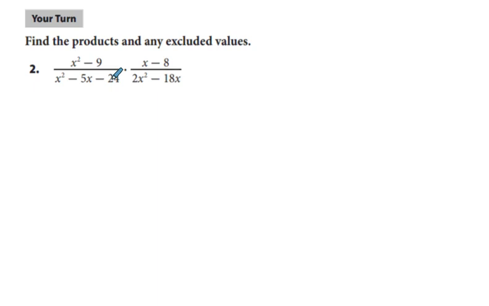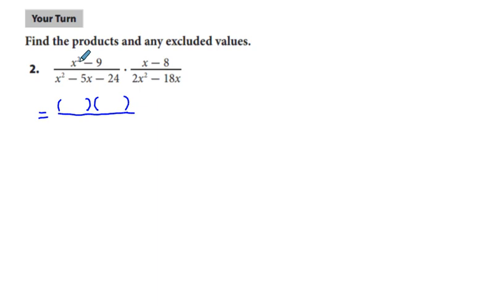Basically what you're going to try to do is factor anything you can and then see what cancels out. The first thing I'm going to do is try to find the factors of x squared minus 9 in the numerator. This is what we call a difference of squares application, so we can take this quadratic binomial and factor it into two linear binomials.